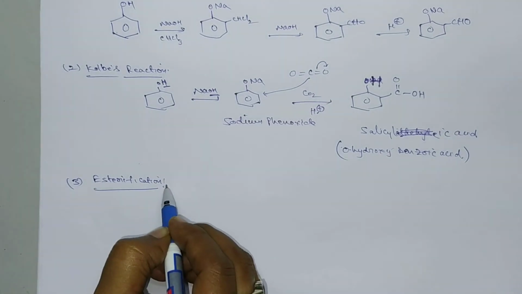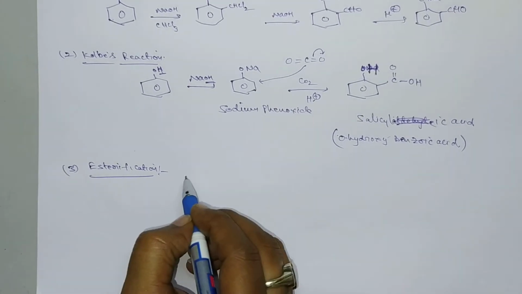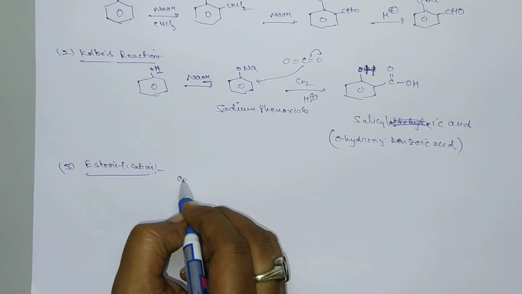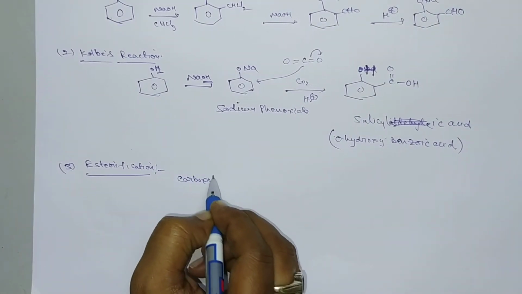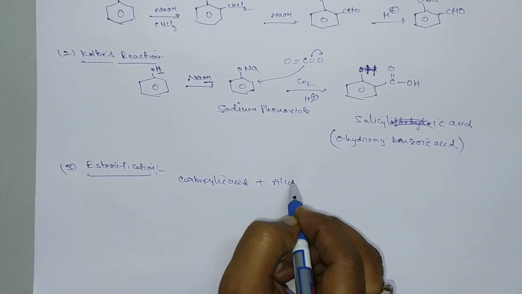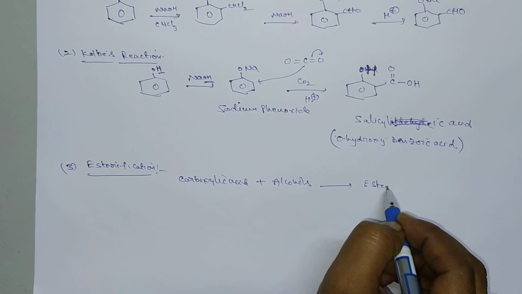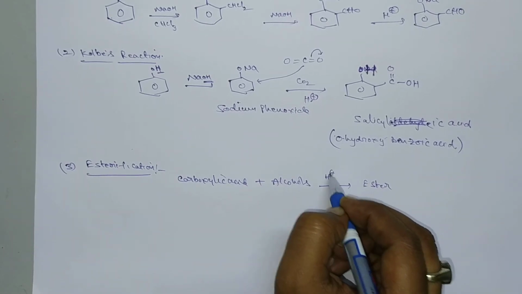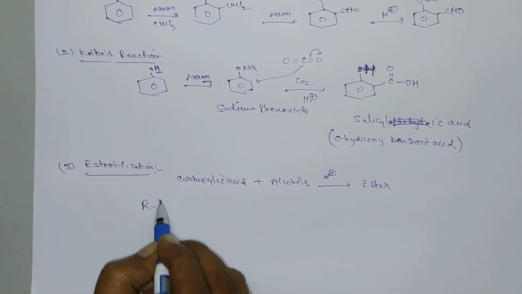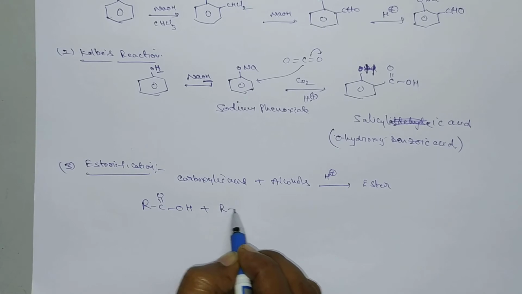So here esterification means preparation of esters. So generally, the statement for esterification is: carboxylic acids react with alcohols to form esters in presence of acid medium, that is H+. What is the general formula of carboxylic acids? RCOOH reacts with alcohols, ROH.